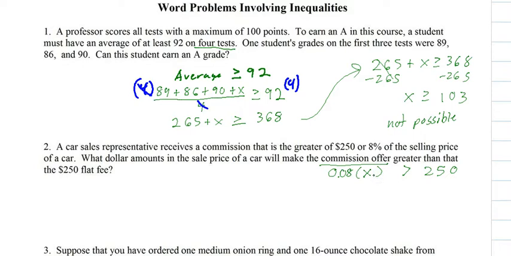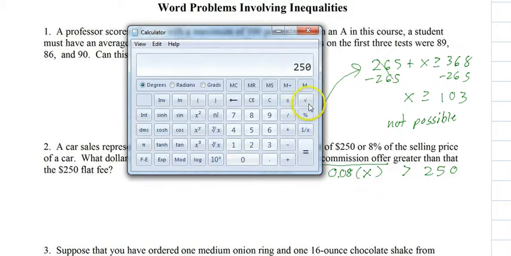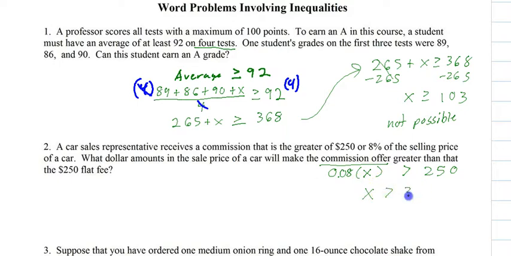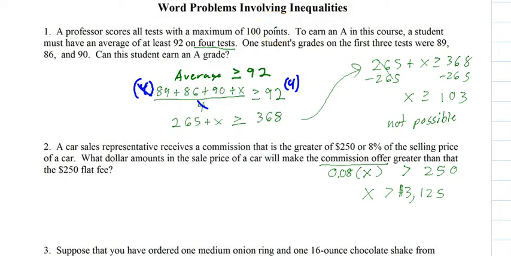And there's our equation. So if we divide 250 divided by 0.08, we get 3,125. So as long as the car sells for more than $3,125, he'll make more than $250 in commission. And if we check it, what's 0.08 times 3,125? There it is, 250. So anything above 3,125 will give him a better commission.